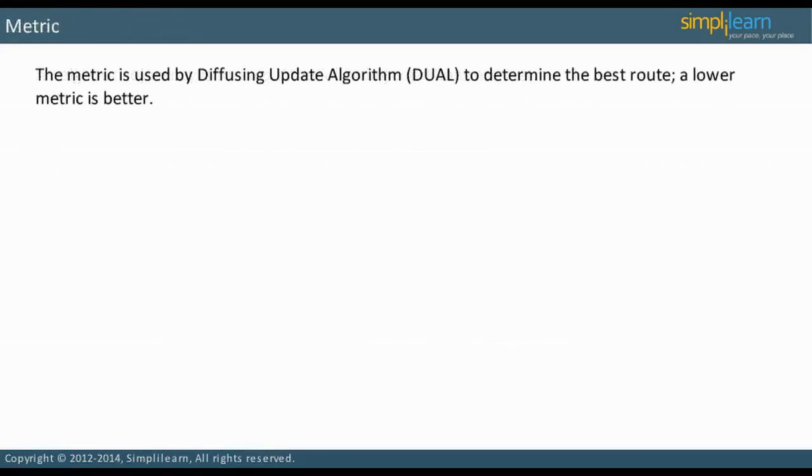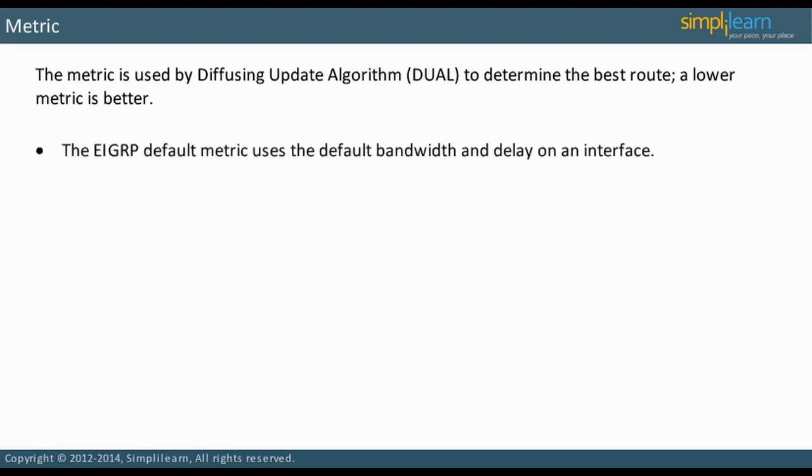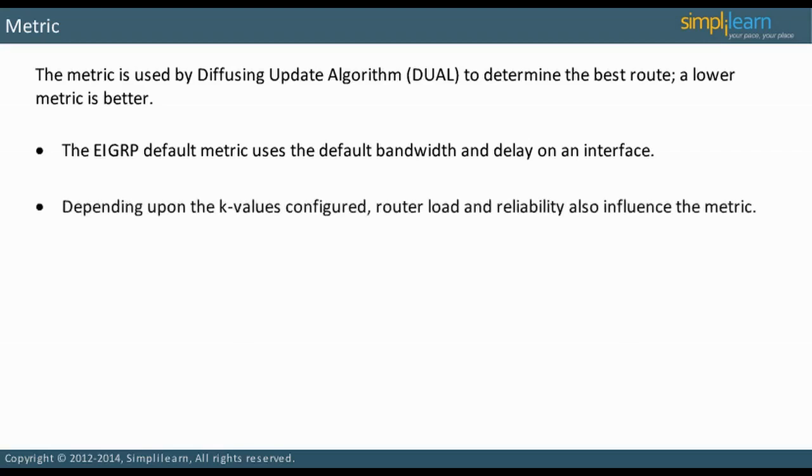The metric is used by the Diffusing Update Algorithm, DUAL, to determine the best route. A lower metric is better. The EIGRP default metric uses the default bandwidth and delay on an interface. Depending upon the K values, metric weights configured, router load and reliability also influence the metric. Bandwidth and delay are for a specific interface, but load and reliability are for the entire router.